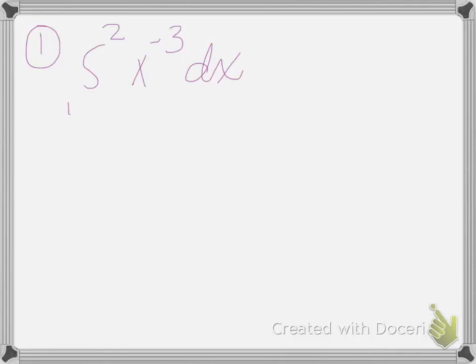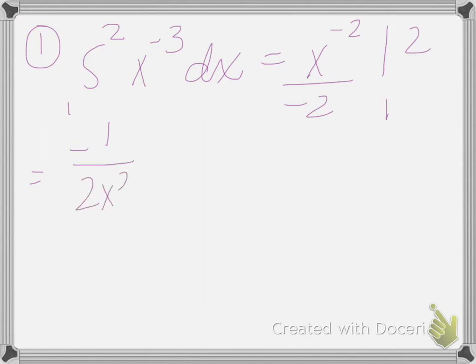Okay, these are the 10 multiple choice questions from Friday's homework. So this is number 1, and all you have to do was find the antiderivative. So you'll get -2 over -2 as it goes from 1 to 2. So if you simplify that first, you will get -1 over 2x squared as it goes from 1 to 2.